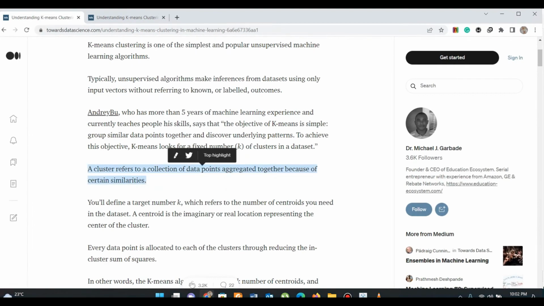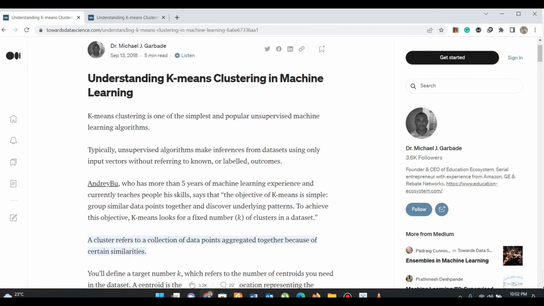So a cluster refers to a collection of data points aggregated together because of certain similarity. So it is a group of data points that has similar characteristics. And to create a cluster, we are going to take the help of k-means clustering. It's an unsupervised machine learning algorithm.